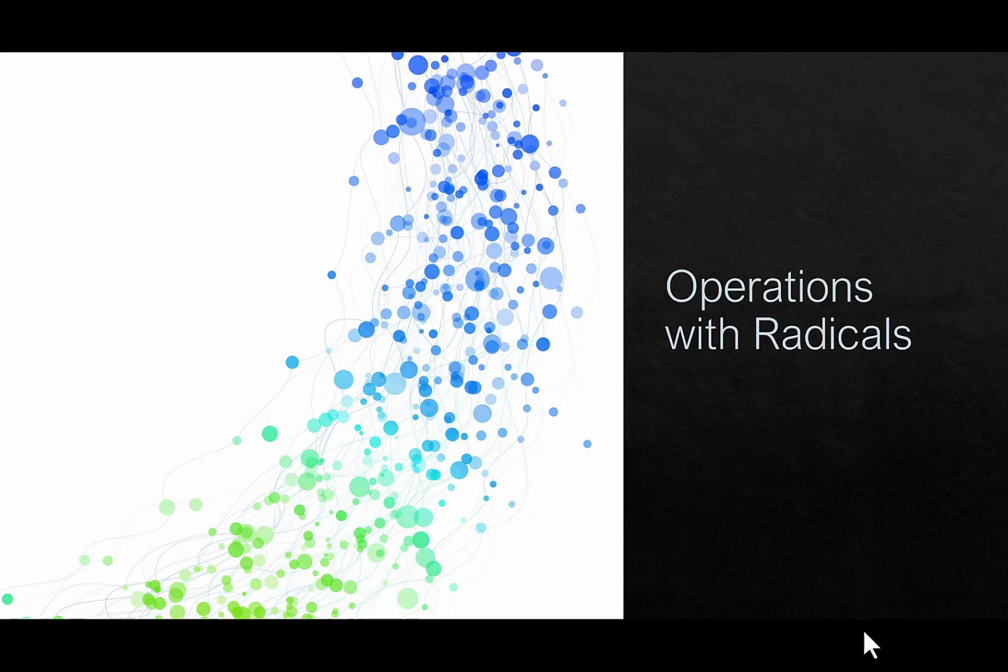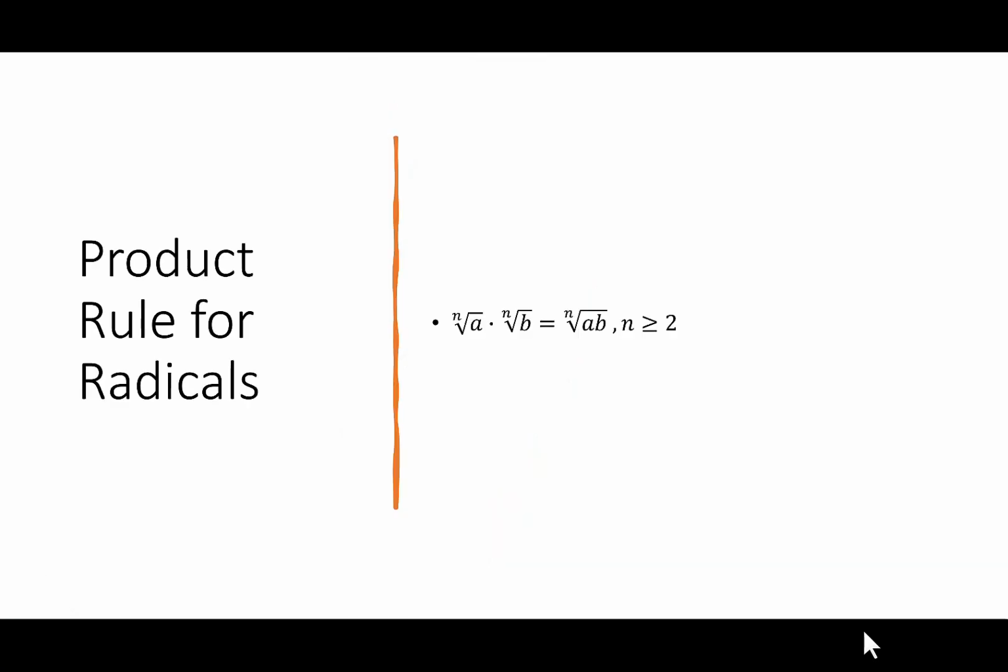Hi everyone, today we're going to talk about operations with radicals. Specifically, we're going to look at multiplying, adding, and subtracting radical expressions. When we multiply radicals, we go back to the product rule for radicals and just use it in the opposite direction. So when we have the nth root of a times the nth root of b, we'll be able to put the radicands together to get the nth root of a times b. As always, n will be greater than or equal to 2.